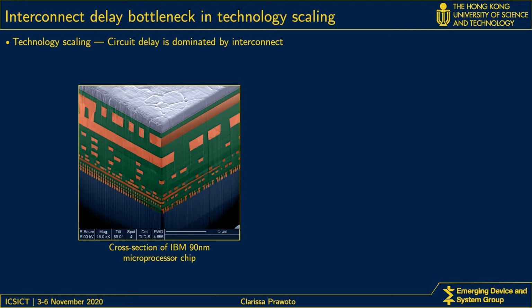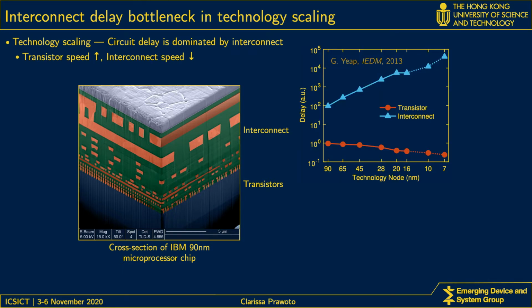Here is a cross-section image of an integrated circuit. It consists of the transistors and the interconnects. As technology scales into a smaller dimension, transistor speed increases and its delay decreases as shown in this figure. On the other hand, interconnect delay increases with smaller technology nodes. Therefore, as you can see, circuit delay is dominated by the interconnect.